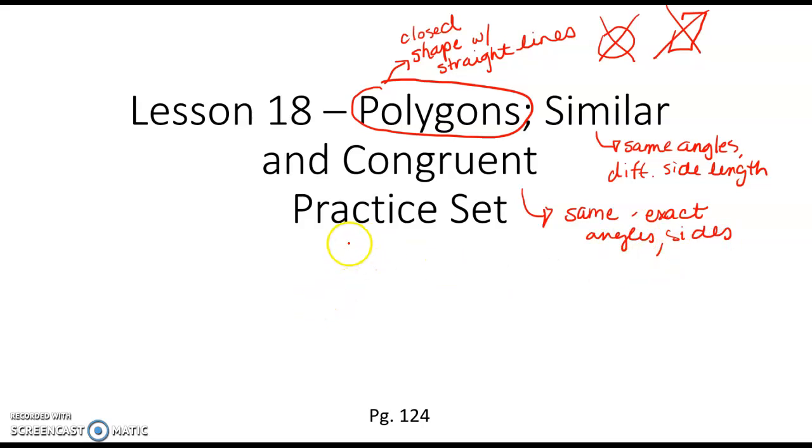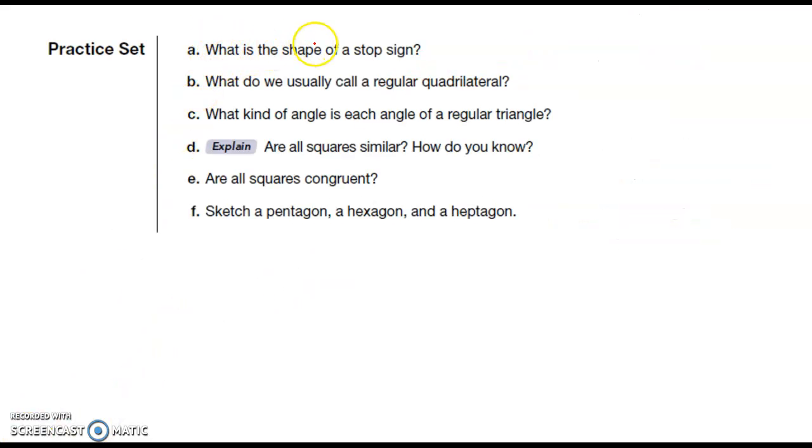Okay, so let's go ahead and try and put these into practice. What is the shape of a stop sign? It is an octagon, an 8-sided figure. Let's see if I can draw one. Is it a hex? No, it goes down like that, and then it goes like that. Yep, then it's a stop.